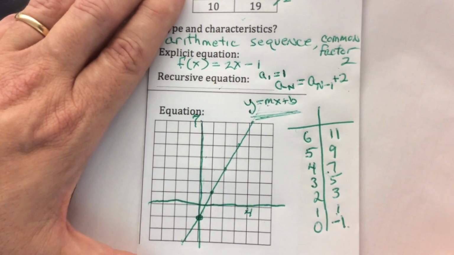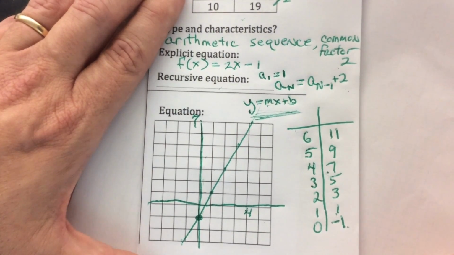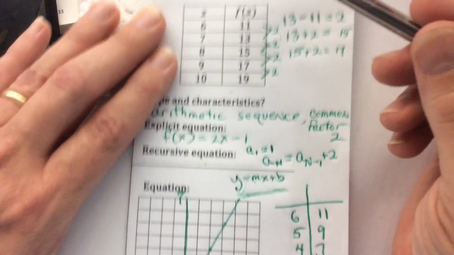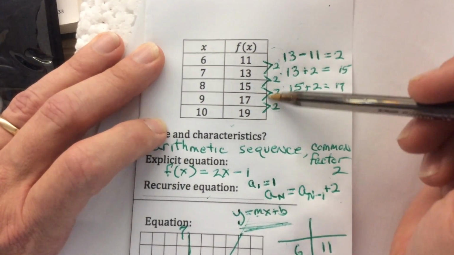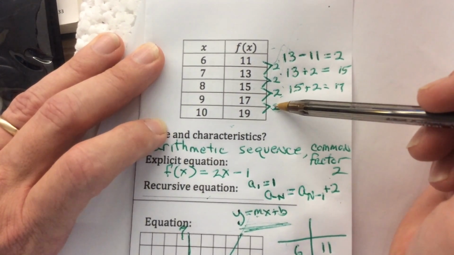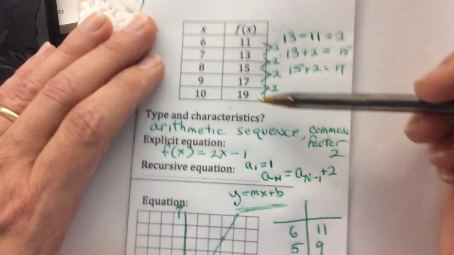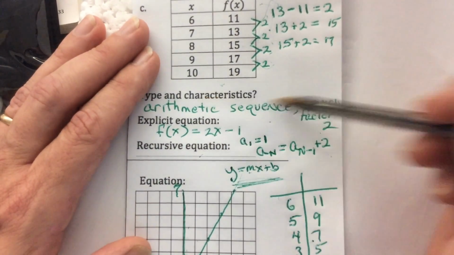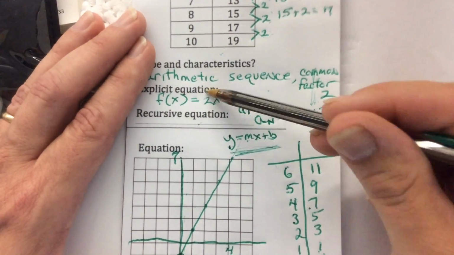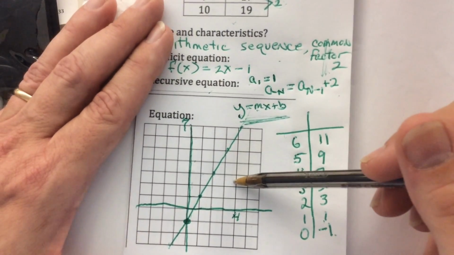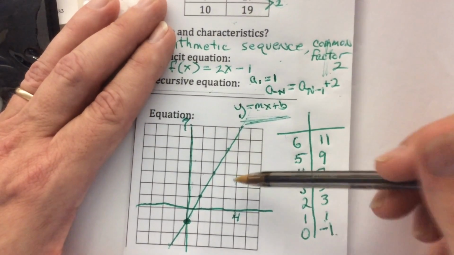Anybody have questions about that? I mean, that's how you go from a table to figuring out what kind of function it is, to putting down the name of the sequence and the common factor, building the equations, drawing the graph. That's what you need to know how to do.